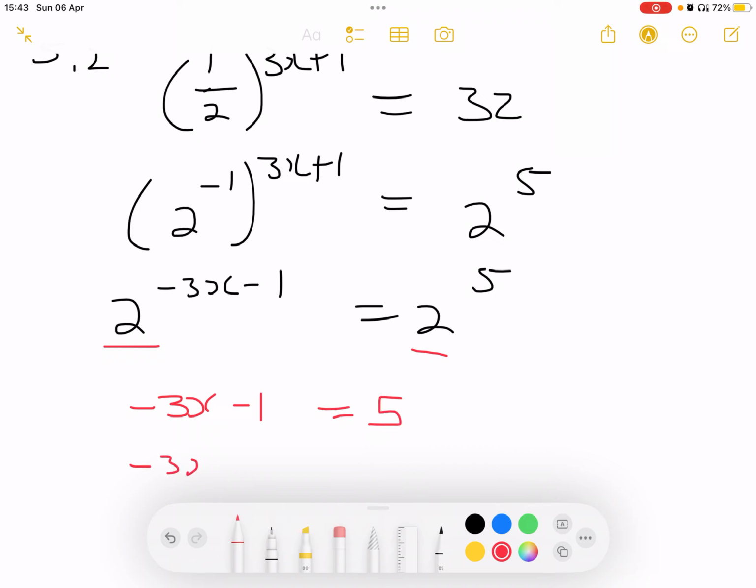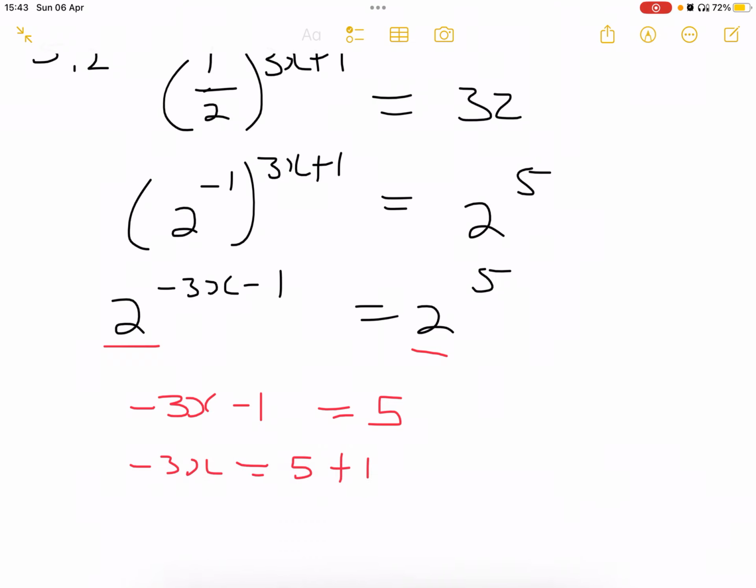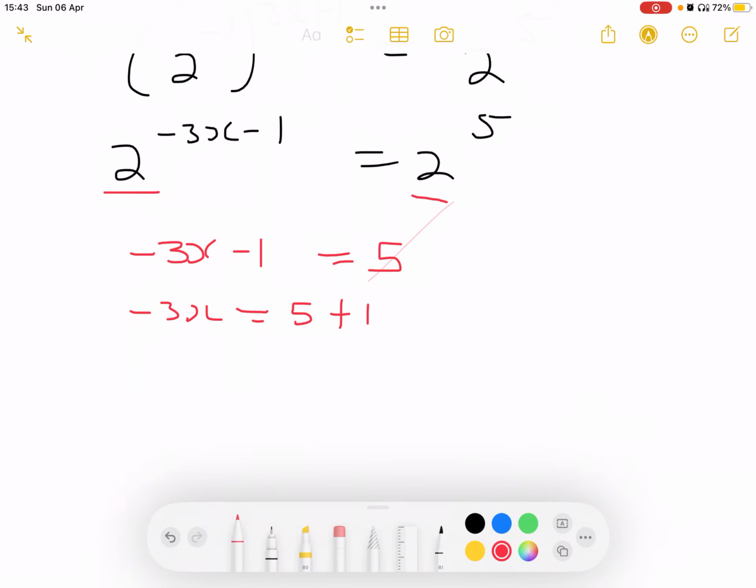So this becomes negative 3x is equal to 5 plus 1. Now negative 3x is equal to 6. You divide by negative 3 on both sides. Then x is equal to, when we put that there, a minus 2.